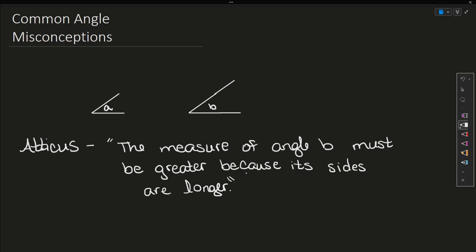Atticus says the measure of angle B must be greater because its sides are longer. So what feature is Atticus focusing on? He's focusing on the length of the rays, but the length of the rays does not determine the angle measure. Angle measure depends only on how wide the rays open.